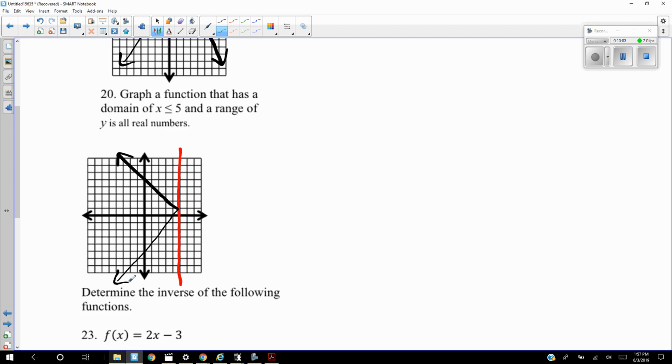Notice it's a V-shaped graph, but it's not really an absolute value graph. That is one correct answer. It's going up and down forever, but it is to the left of +5.